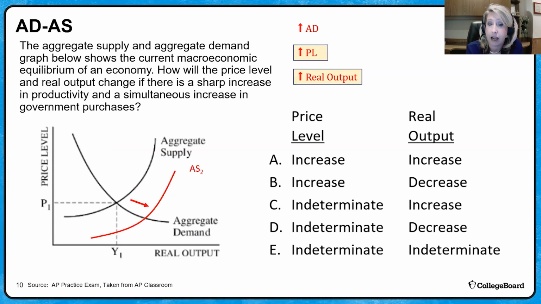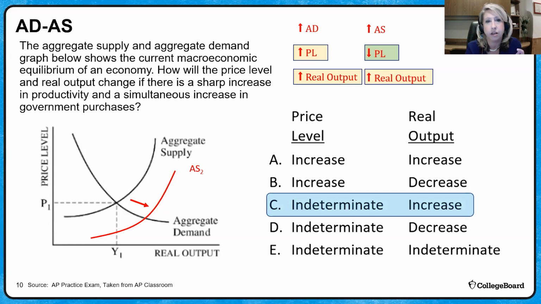Now let's graph our change in aggregate supply and see the effect of that on price level and real output. So what do you notice? Real output definitely going to increase, price level moving in opposite directions. So the change in the price level is indeterminate. Again, use a systematic approach to dealing with simultaneous changes, graph one, then the other, and then use that little record keeping system to answer the question.